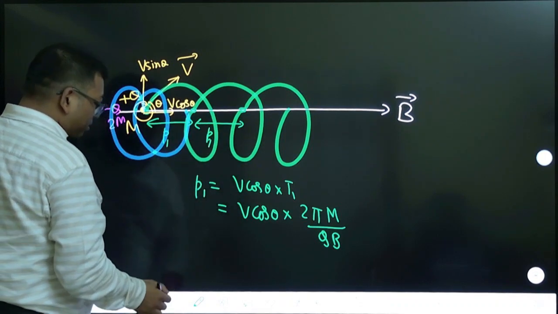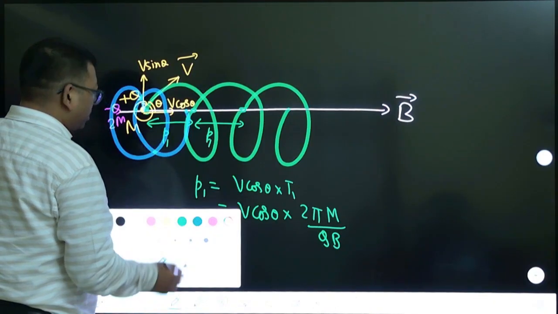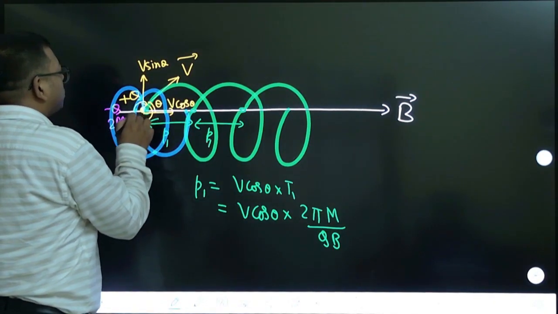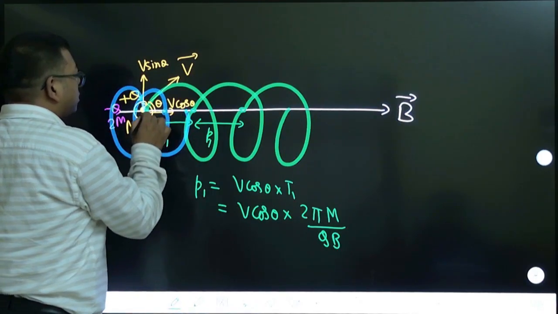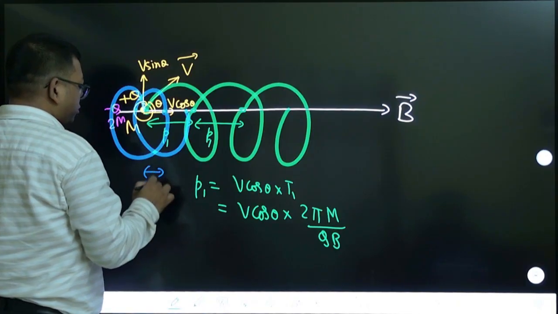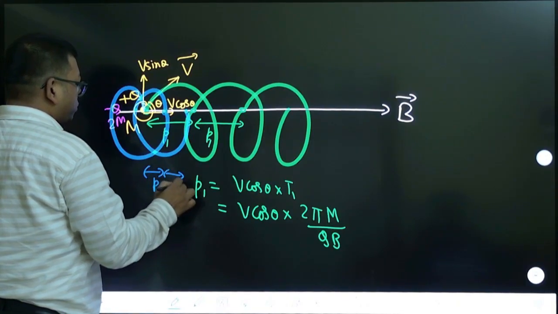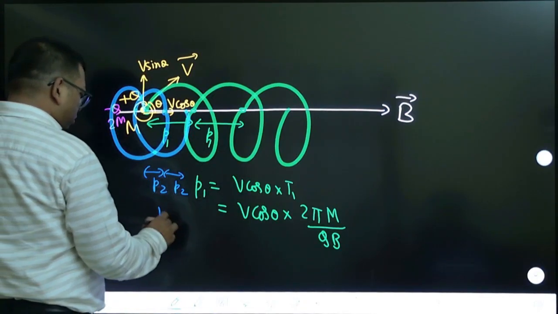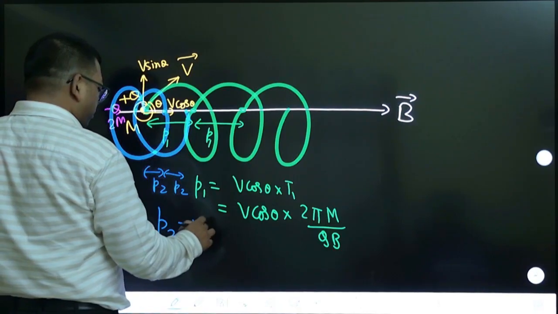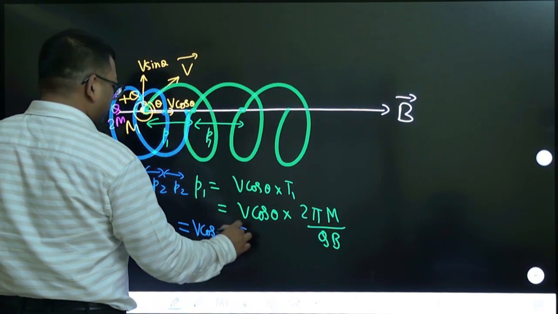But what is the pitch here? What will be the pitch for this? Suppose it starts and it comes back here. So this is the pitch for this one. Let us write it as pitch 2. So this will be going in this way. So what about pitch 2? Pitch 2 calculation: same v cos theta, but the time period is t2.